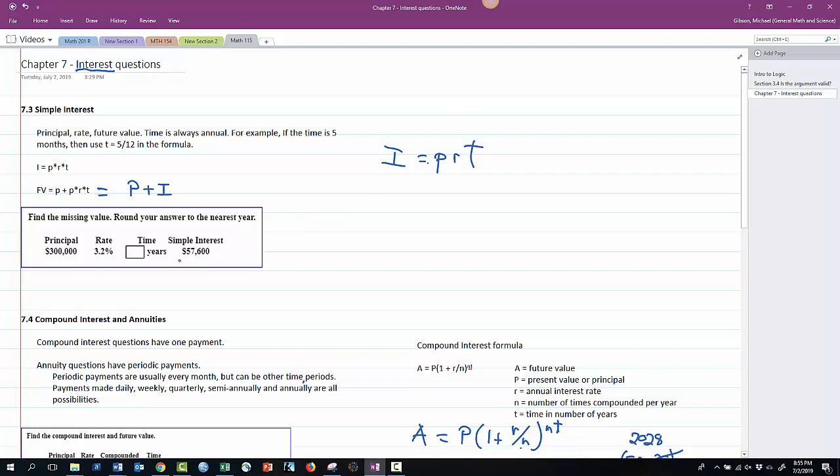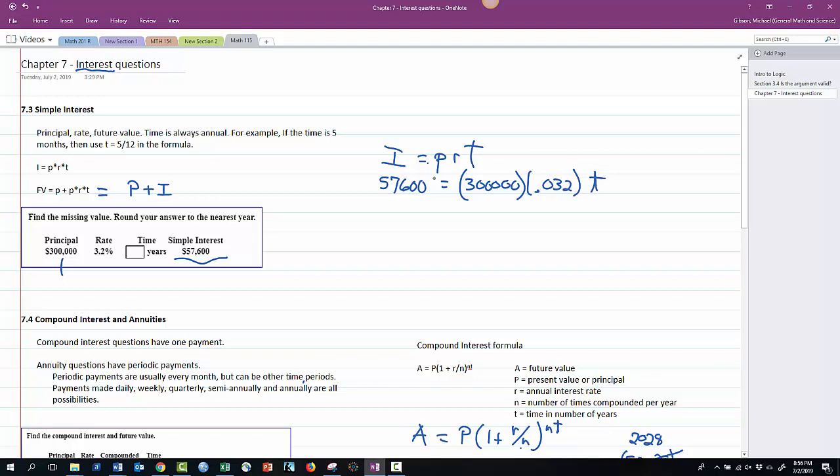Okay, they tell us the interest here is 57,600. The principal is 300,000. The rate is always per year. It says 3.2%. So we write that in as a decimal, 0.032. And then time this time is the one we don't know.